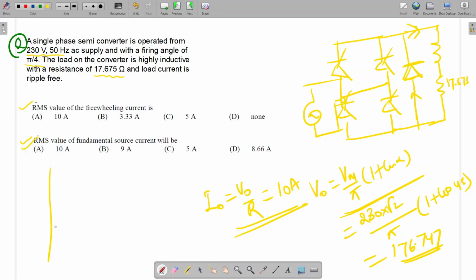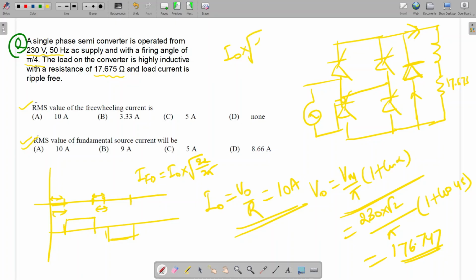If you see the waveform, we have 0 to alpha, alpha to pi, and pi plus alpha to 2 pi. The freewheeling diode will conduct here and here, and the source current will conduct here and here. This is the source current waveform, and the freewheeling diode will conduct from 0 to alpha and pi to pi plus alpha. So IFD RMS will be I naught into under root 2 alpha by 2 pi, so I naught into under root alpha by pi.